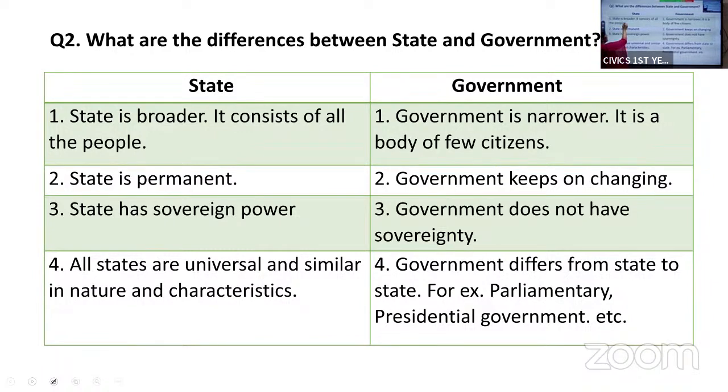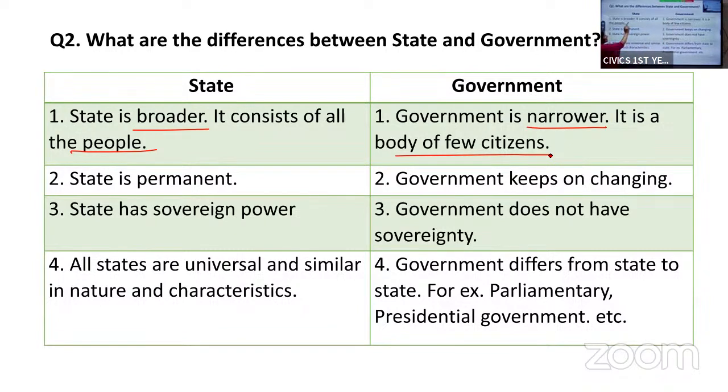So we say state is broader, state is large. It consists of all the people in the state, that is, all the citizens. State consists of all the people, whereas government is a narrow concept. It consists of a body of few citizens. Few people will rule us, and they are called the government.